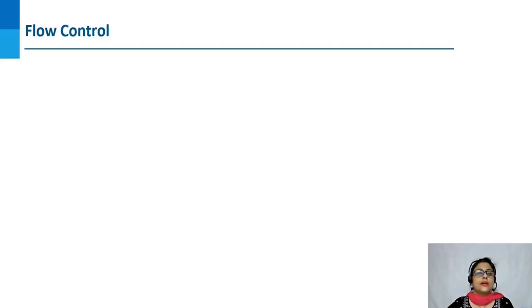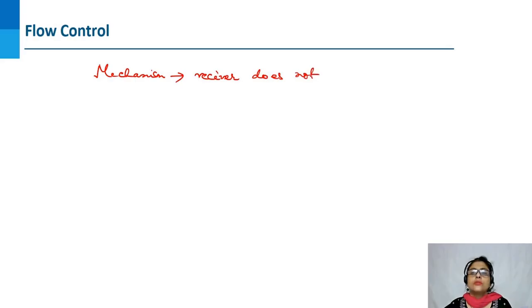Flow control is a mechanism with the help of which the receiver does not get overwhelmed with packets from the sender.